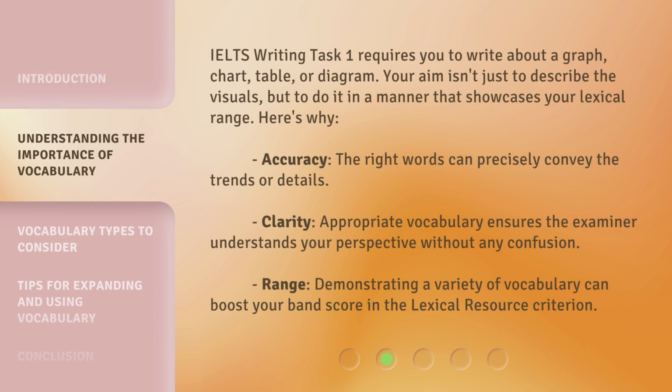IELTS Writing Task 1 requires you to write about a graph, chart, table, or diagram. Your aim isn't just to describe the visuals, but to do it in a manner that showcases your lexical range. Here's why. Accuracy. The right words can precisely convey the trends or details. Clarity. Appropriate vocabulary ensures the examiner understands your perspective without any confusion. Range. Demonstrating a variety of vocabulary can boost your band score in the lexical resource criterion.